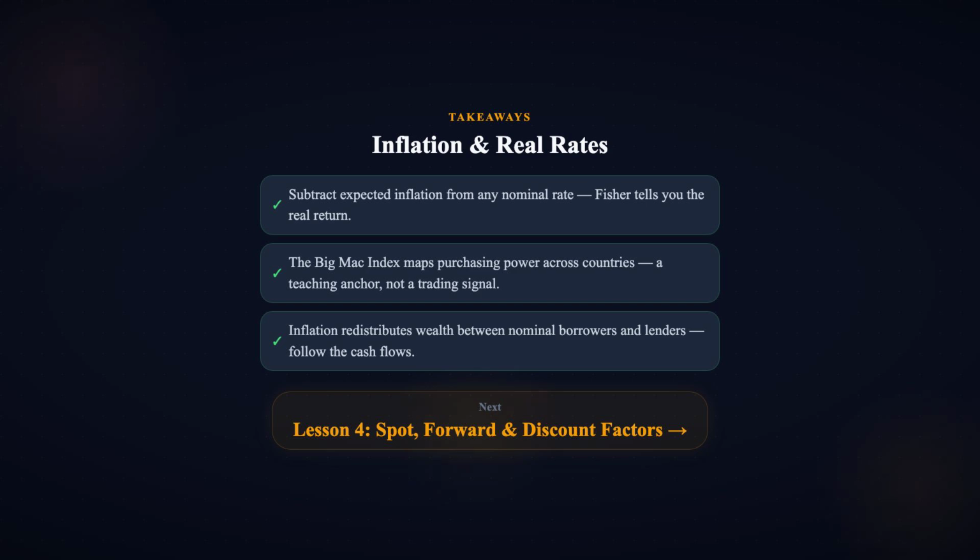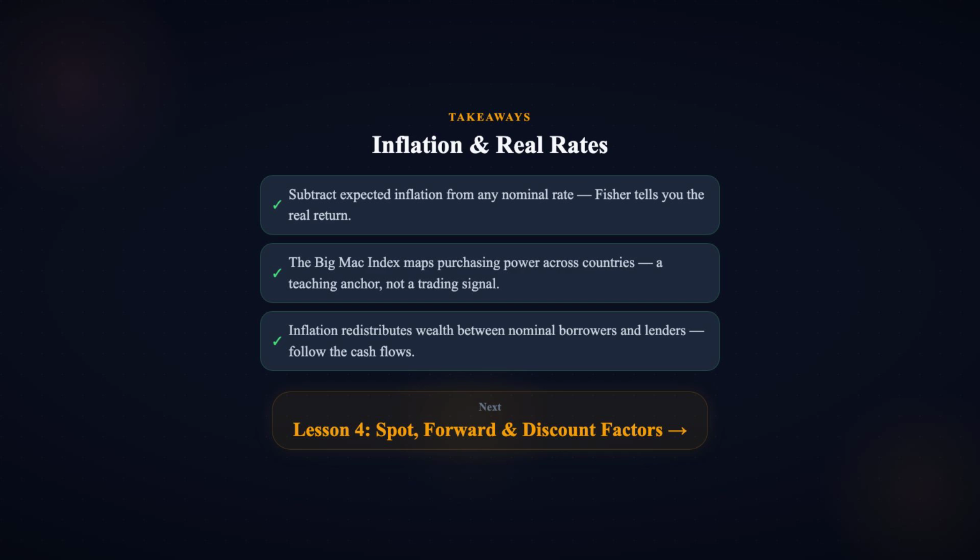3. Inflation shocks redistribute wealth between nominal borrowers and nominal lenders in predictable directions. If you owe a fixed payment and prices rise, inflation helps you. If you are owed a fixed payment and prices rise, inflation hurts you. Once you see the cash flows, the direction is arithmetic, not mystery.